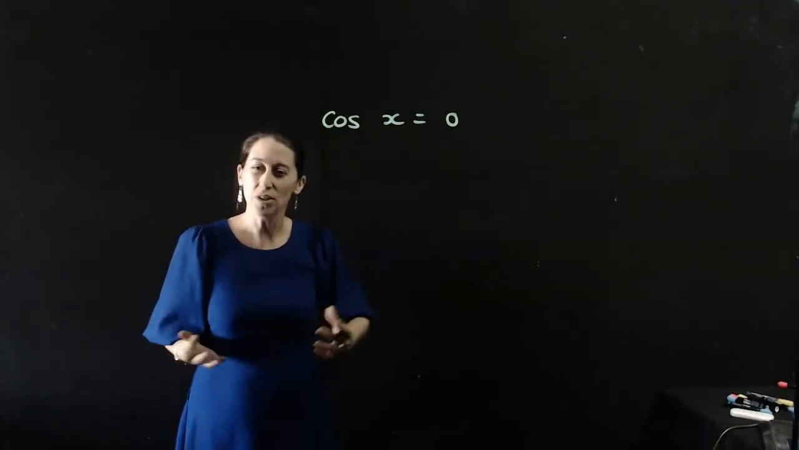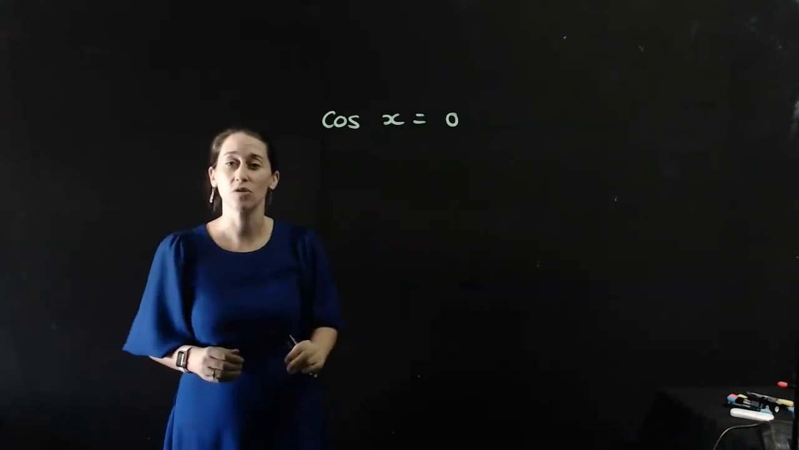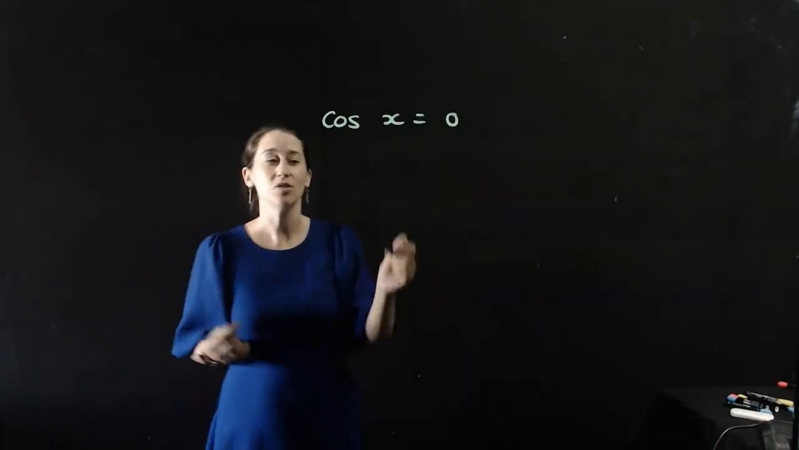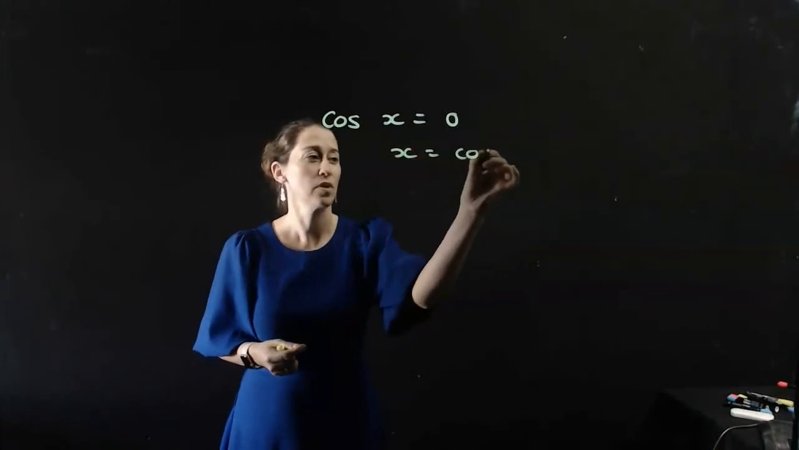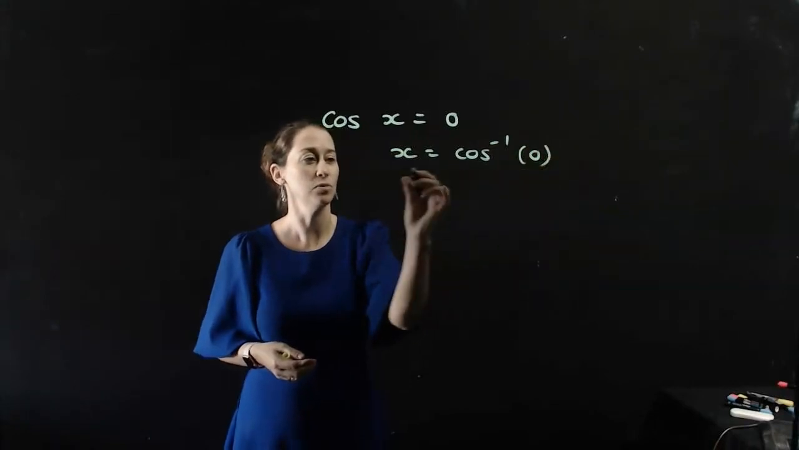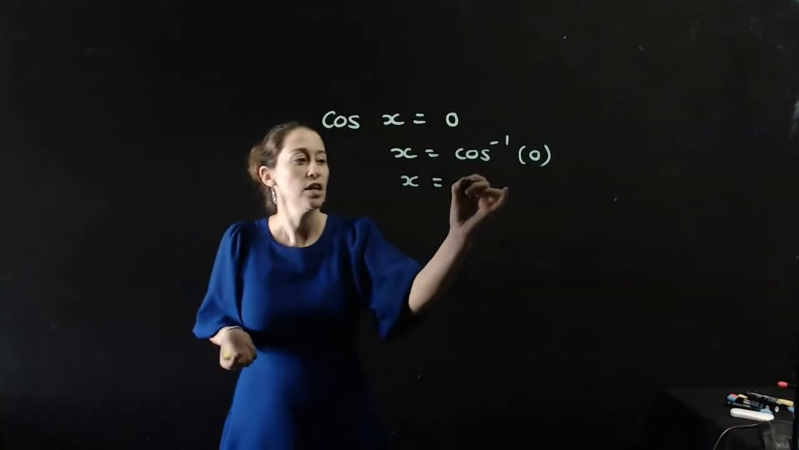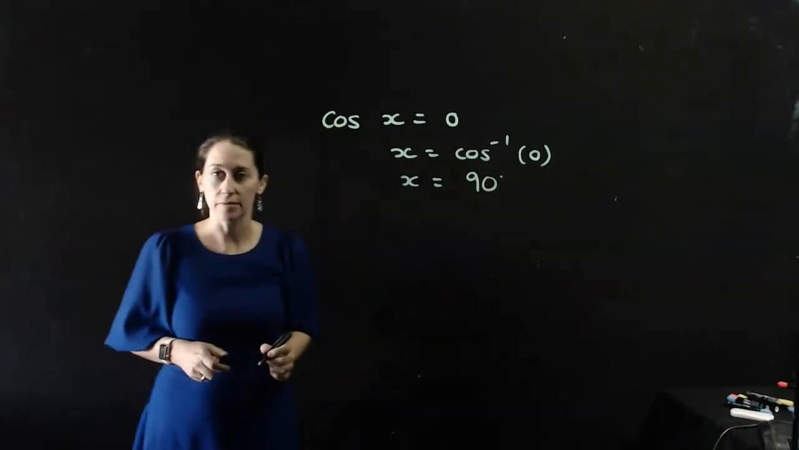So when we were doing trigonometry in year 9, to find the angle in a right angle triangle, we used to use the inverse of cos. So we'd say inverse cos of the answer will give us the angle. And when we type that into our calculator, if we were saying degrees, we would get 90 degrees.